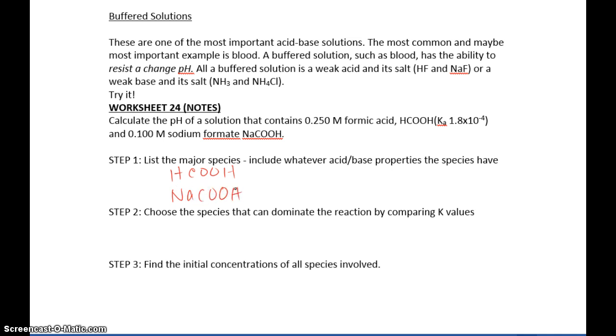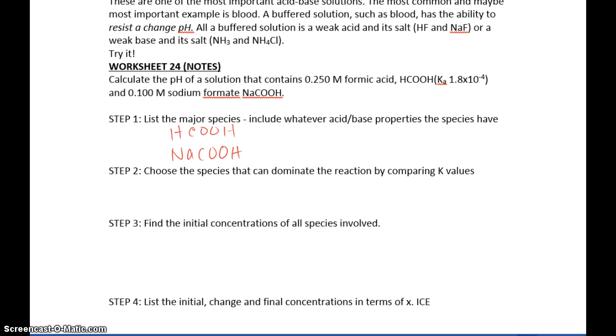But we don't really need to have the sodium. It's not really part of it. There is only one Ka value, so that's going to be our formic acid. And notice I started combining steps, so we need to make sure that we include some of these other steps again. So we need to write our equilibrium expression because we're going to need that to solve this problem.